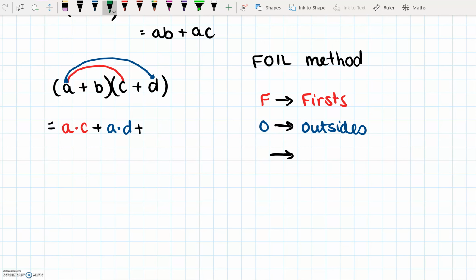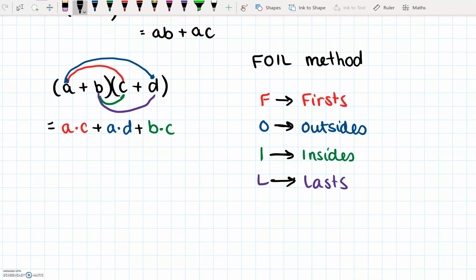The next one is the letter I in FOIL, and that is for insides. And what that means is we're going to multiply the term on the inside of the two brackets together. So b is on the inside for the first bracket, and c is on the inside for the second bracket. So it's going to be b times c, and the lovely L is for lasts. And I'm pretty sure you could have predicted that one. So L is for lasts, and that means we're going to do the last term in each bracket. So b is the last term in the first bracket multiplied by d in the second bracket. So plus b times d.